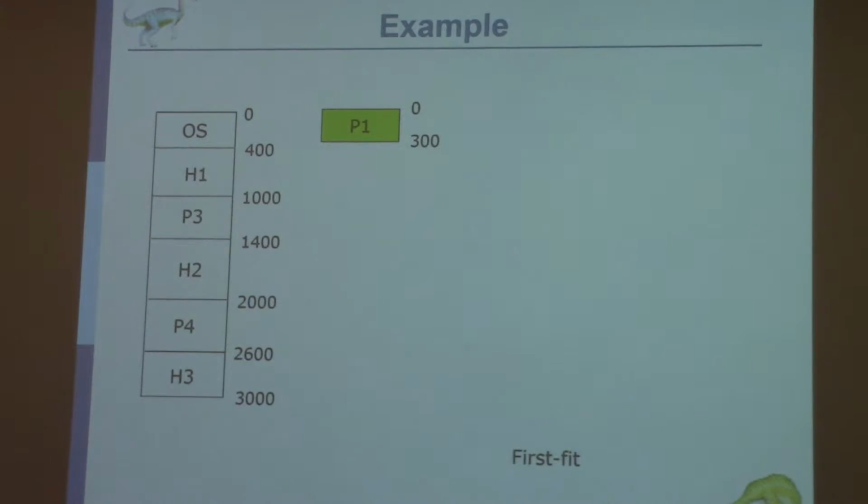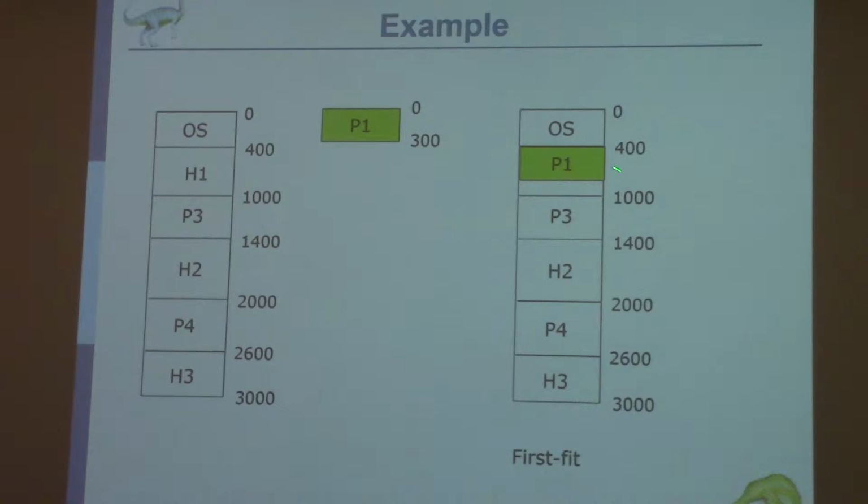Okay? So let's take a look at the example. This is our memory. Currently, H will indicate a hole. So free, free, free. And there are two running processes, P3 and P4. Then if P1 is started, the size is 300. Hole 1 is size 600, hole 2 is 600, hole 3 is 400. Using first fit, which one will be allocated? H1. It's the first one. It's the first fit. Okay? So this is the first fit.